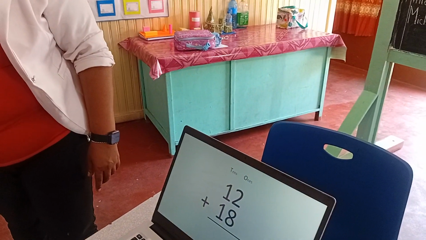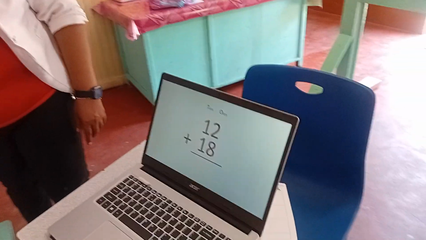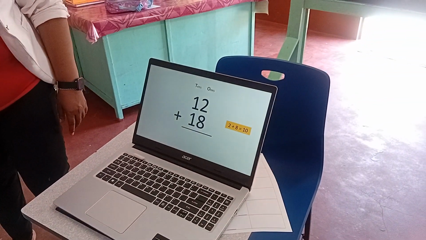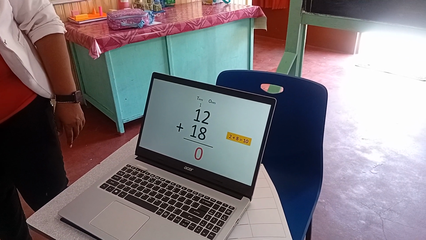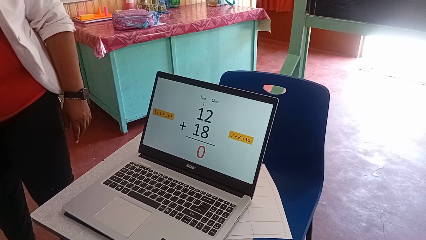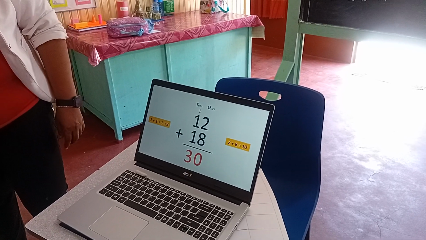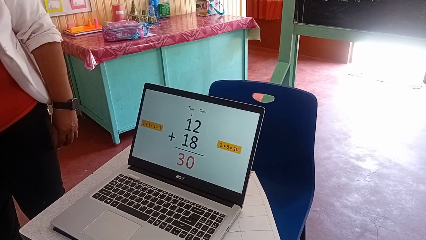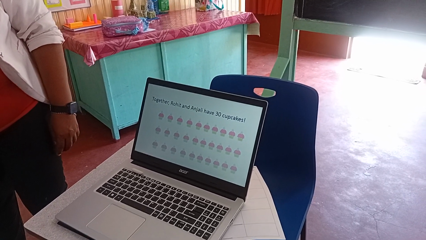How do you add 12 and 18? At the ones place, 2 plus 8 is equal to 10. With the 1 carried over, we have 1 plus 1 plus 1 is equal to 3. And that gives you 3 in the tens place and 0 in the ones place. That is 30. How many cupcakes do Rohit and Anjali have altogether? 30 cupcakes, right?